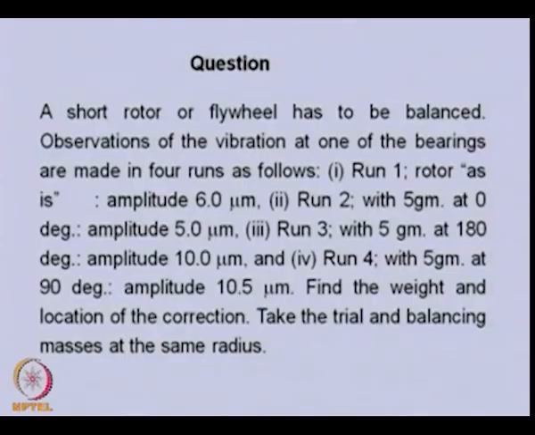So in this particular case, we are considering a short flywheel, and we need to balance this, and we have 4 measurements. Run 1, in which we are not adding any unbalance, the magnitude of the vibration is 6 micromillimeter. For run 2, 5 grams we are keeping at 0 degree, and this is the amplitude of vibration. Third run, this is the amplitude of vibration, and fourth run. So the amplitude of vibration for all runs is given. The fourth run is at 90 degree. So we need to obtain the weight and location of the correction mass.